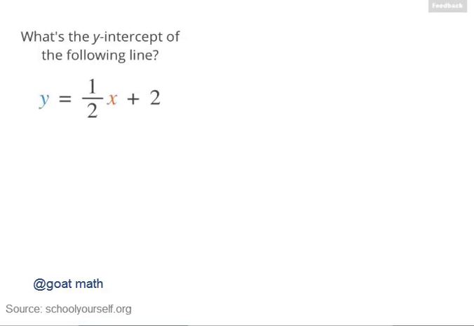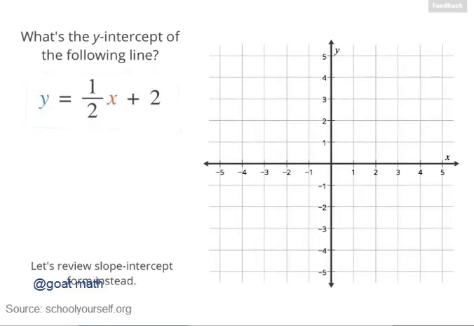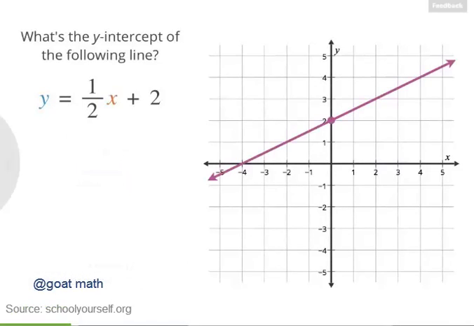To get started, what's the y-intercept for the line described by this equation, y equals 1/2 x plus 2? Here's a coordinate plane to help you out if you need it, and click down here if you'd like to review. Nicely done. Here's the line for y equals 1/2 x plus 2, and as you found, its y-intercept is 2.